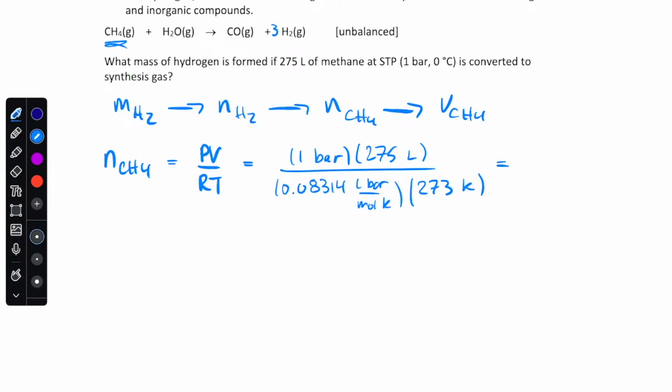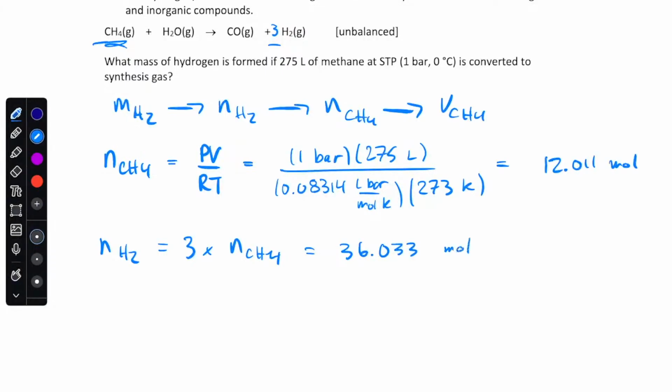And that will give us the number 12.011 moles. So the moles of H2 is going to be equal to 3 times the moles of CH4. That's just because of the stoichiometry of 3 to 1, equals 36.033 moles. I realize I'm carrying too many sig figs. We'll round it off at the end. Take care of it at the end of the question.